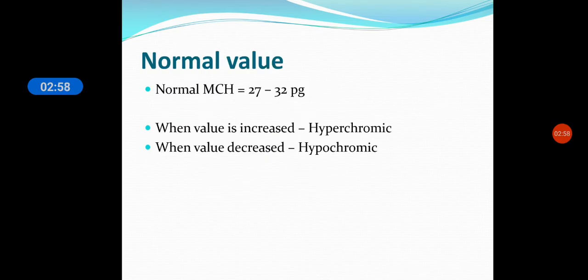Okay, what is the normal value? Anywhere ranging between 27 to 32 picograms. When the value is increased, beyond 32, it is called hyperchromia. Basically, it is indicating the amount of hemoglobin present in a particular RBC. If it is reduced, it is hypochromia. So in cases of iron deficiency anemia or microcytic hypochromic anemia, you will have reduced MCV, you will have reduced MCH also. Now you're getting an idea why these indices are helpful, right?